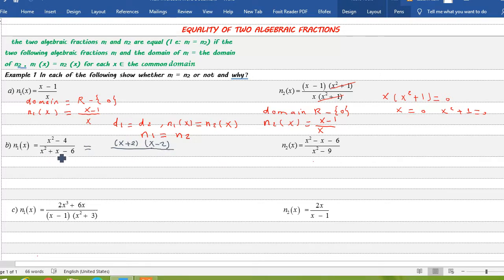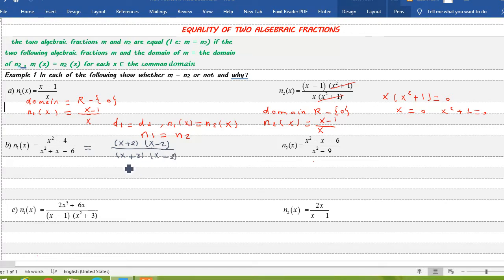x power 2 plus x minus 6: open two brackets x and x. Find two numbers whose product equals 6 and the difference between them equals 1. It will be 3 times 2. The sign of 3 takes the sign of the middle term, so it becomes positive, and this one becomes negative.